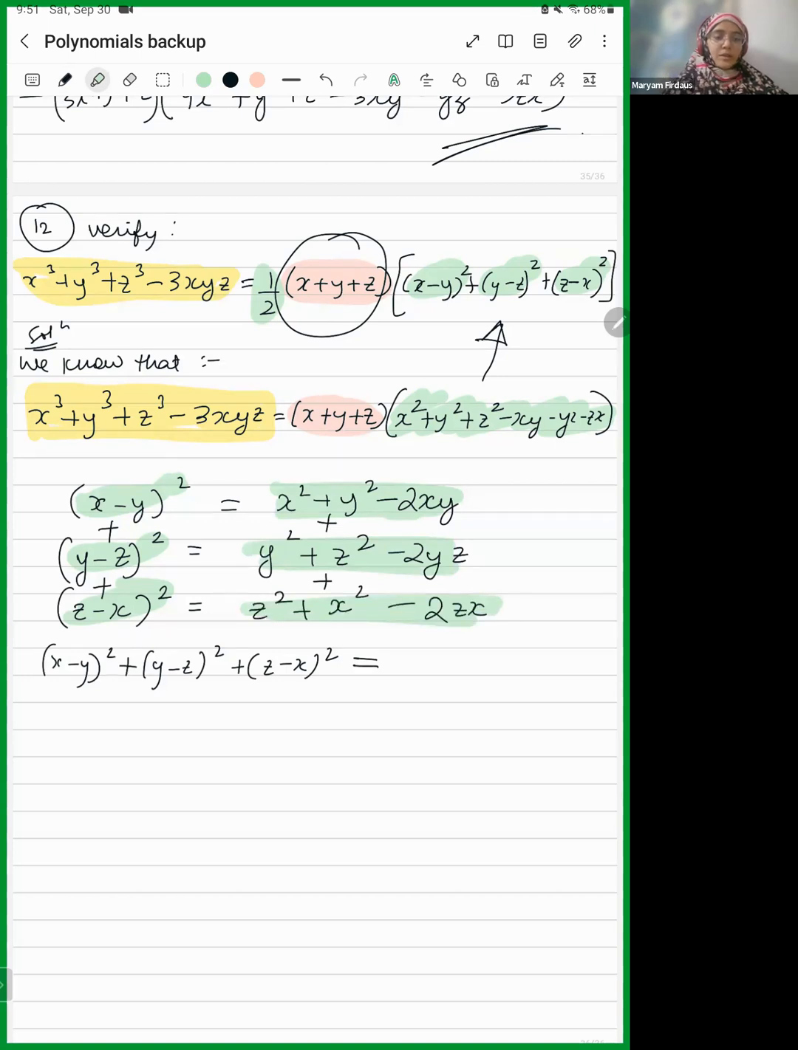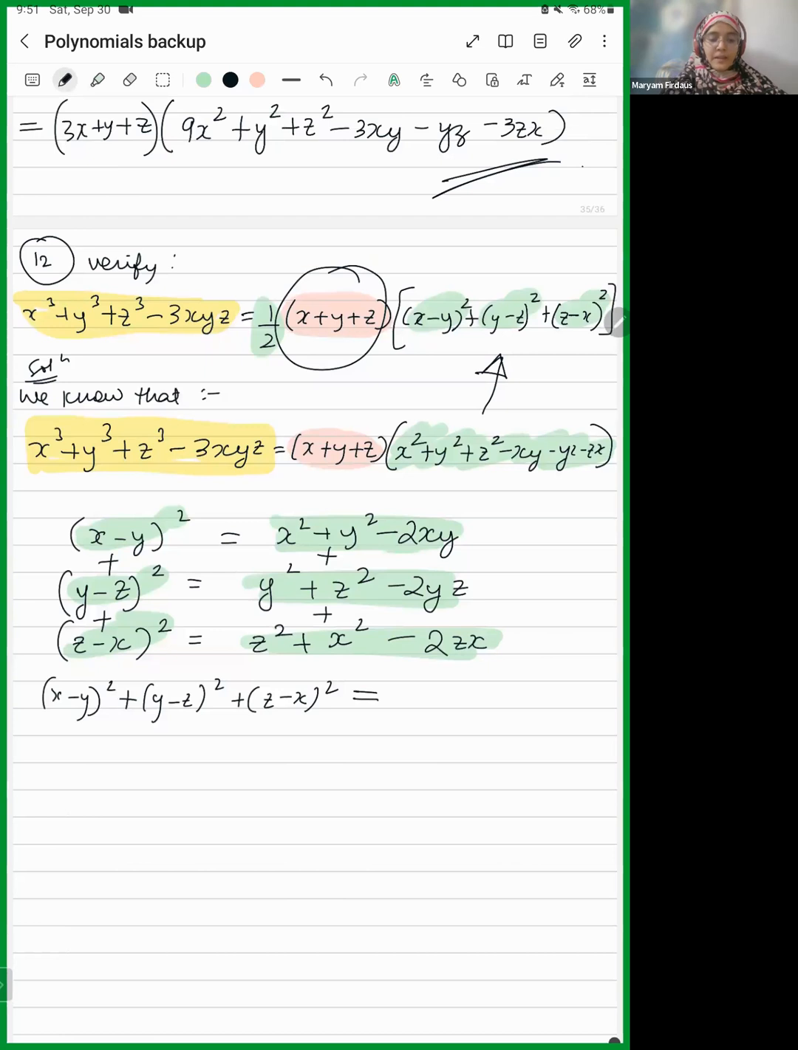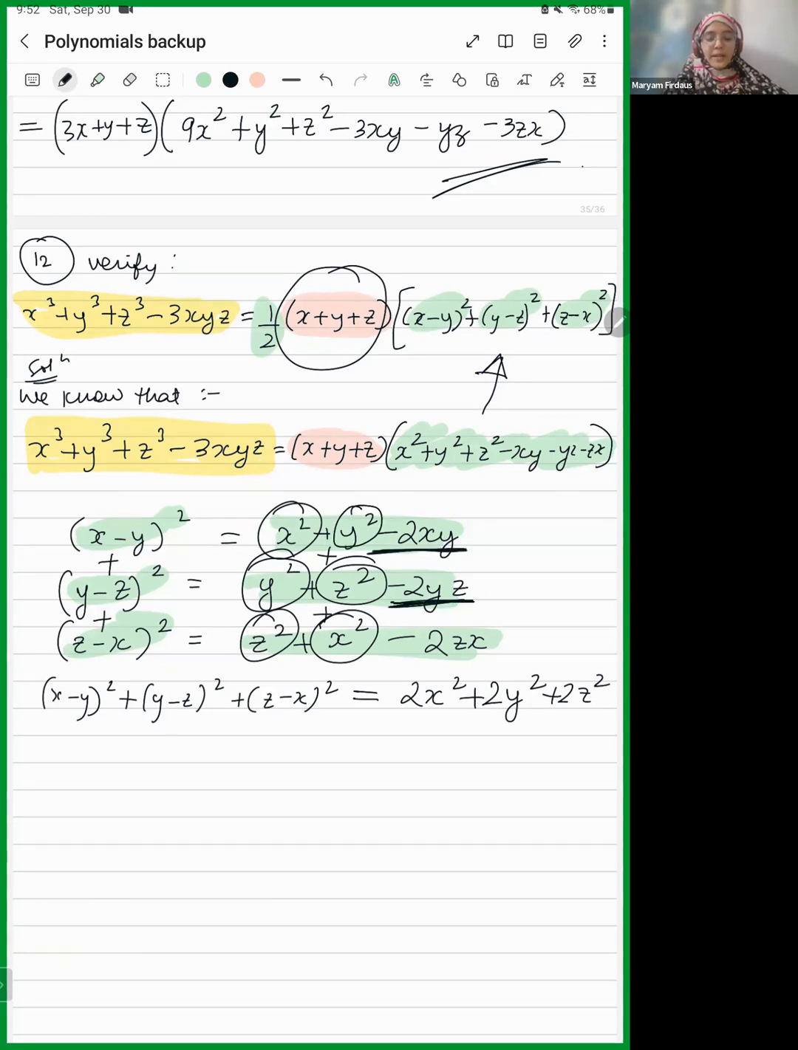Here you have x square plus x square, x square in the first one, x square in the second one. That is going to give you 2x square. Y square plus y square gives you 2y square. Z square plus z square gives you 2z square. Now, minus 2xy minus 2yz minus 2zx. Let's just write it as it is.